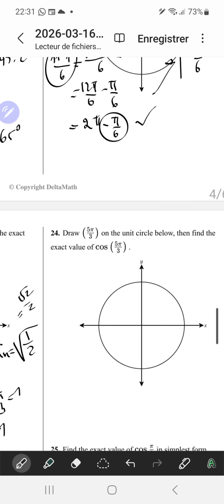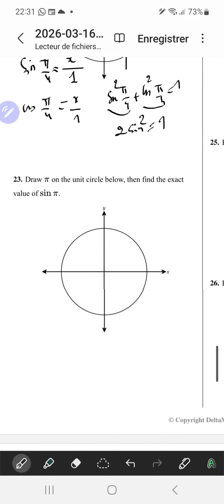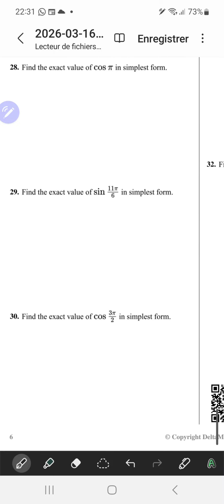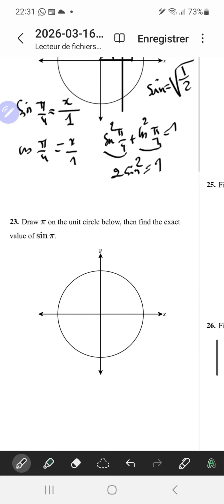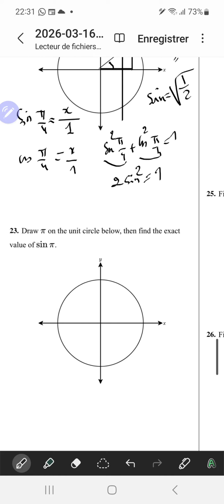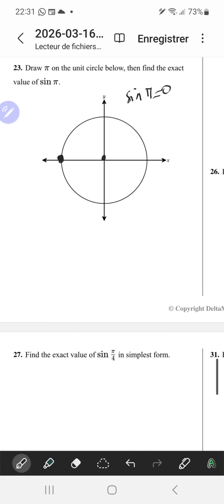23 is, where is 23? Yes, it's here. Okay, 23. Draw pi. Pi is here. Then find the exact value of sinus. Sinus is what? Is 0. Here.